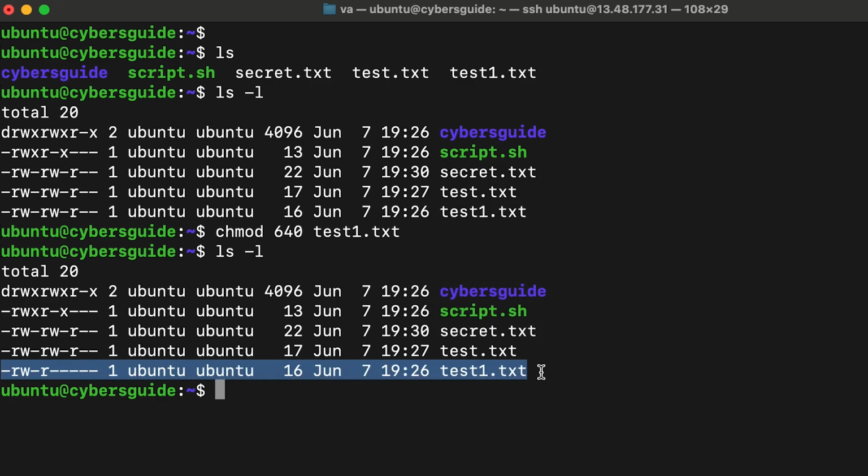The first digit represents the owner permission, the second represents the group permission, and the third digit represents the permission for all other users. Now, where do these digits come from? The digits are binary representations of the rwx string. R for read is 4, W for write is 2, and X for execute is 1.